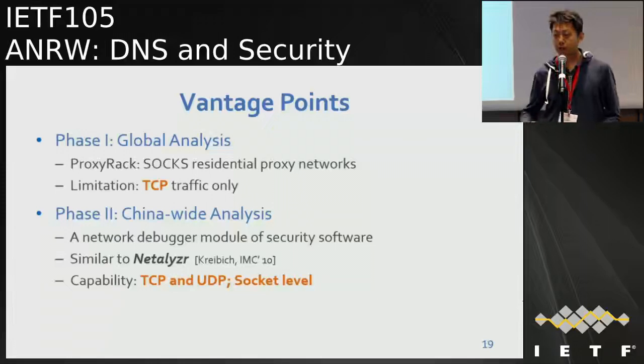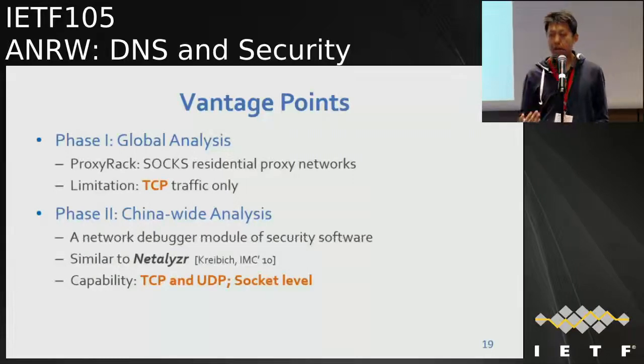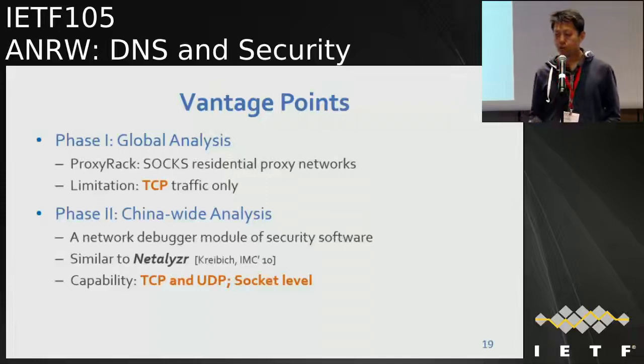This is the first one we use, but the limitation is that it only supports TCP, and we know DNS is mainly based on UDP. So to measure UDP DNS requests, we work with a company in China with whom we have a good relationship, and which allows us to put our code in its network debugger modules. We implement our measurement logic and let it run on the client devices. By doing that, we're able to measure both TCP and UDP.